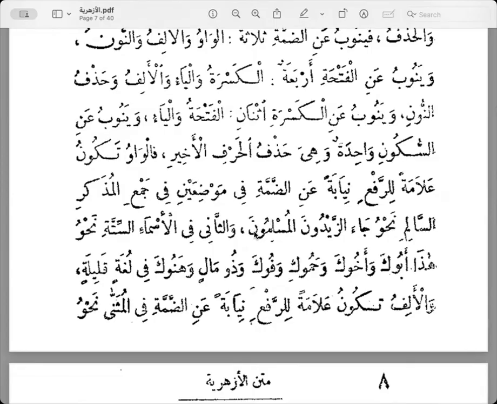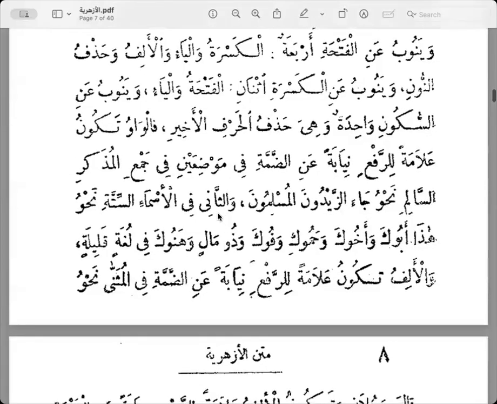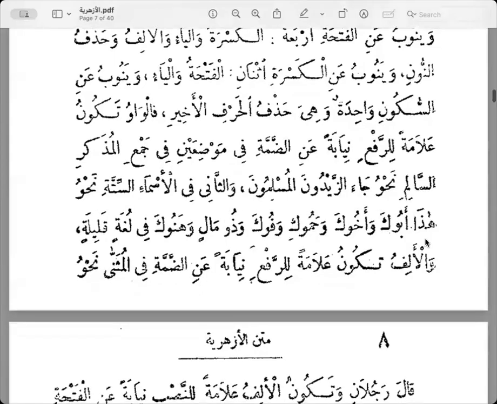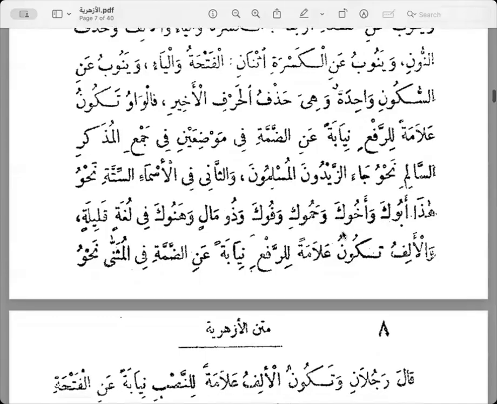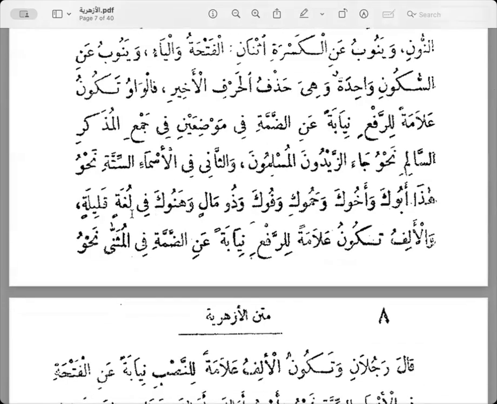Right? So the oo is taking the place of the u. So instead of زيد you're saying زيدون، المسلمون. والثاني في الأسماء الستة نحو هذا أبوك وأخوك وحموك وفوك وذو مال وهنوك في لغة قليلة. Okay, so we often talk about the 5 special nouns, الأسماء الخمسة.